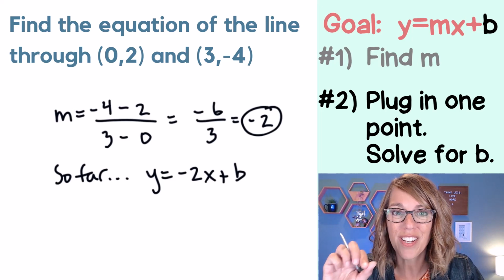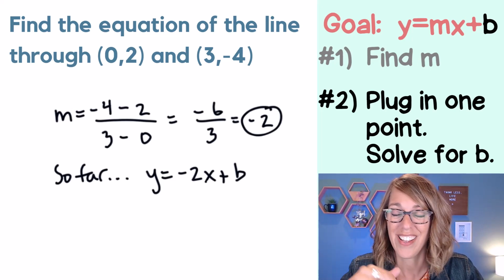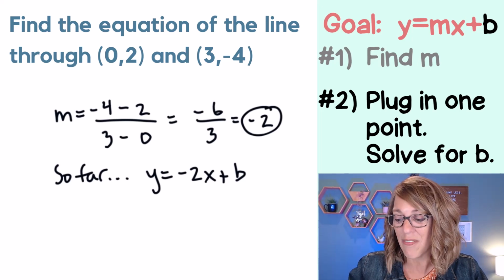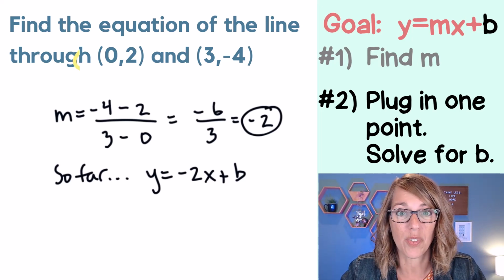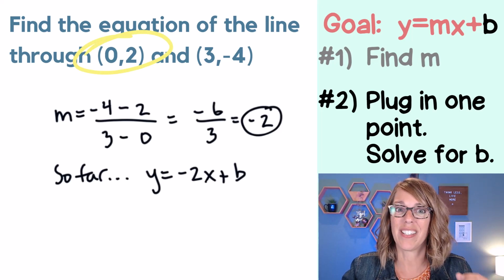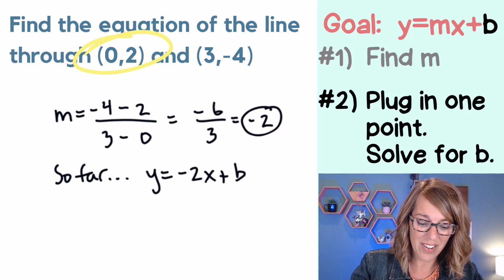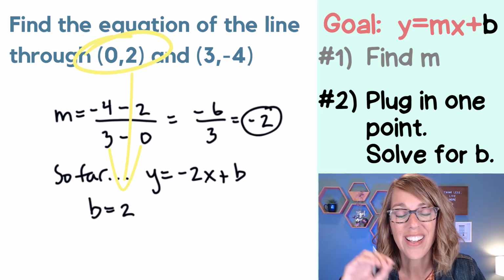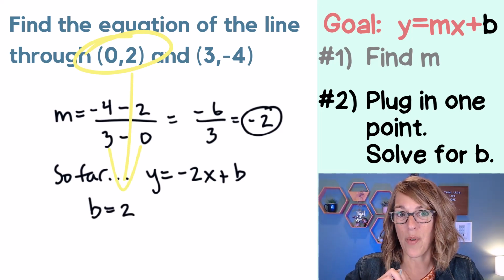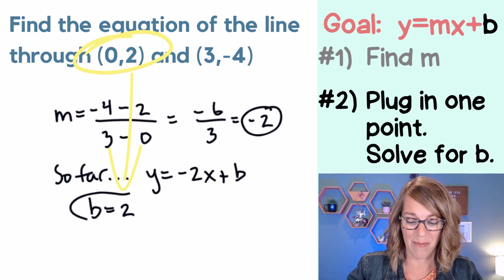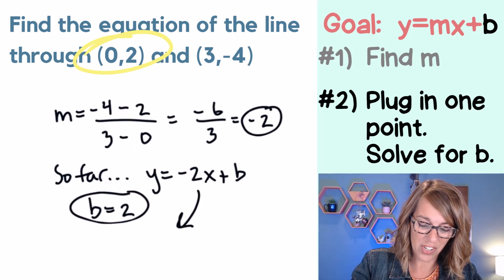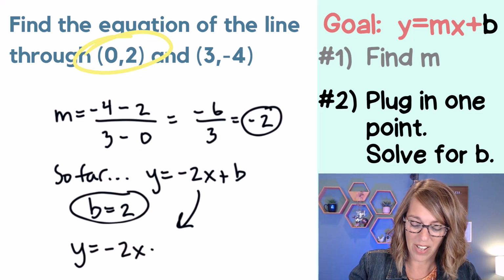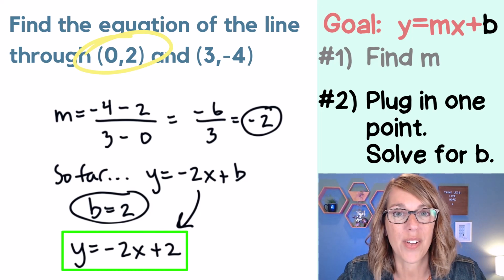Did you notice what the shortcut is here? Now I could definitely pick one of these points and plug it in, but we are actually given the y-intercept, which is what b is. My y-intercept is (0, 2), which means that I know that b is equal to 2. This is such a great shortcut. Look to see if you're given a y-intercept, and I am. So I can plug that into my equation, and I am done. y is equal to negative 2x plus 2, and we've got our equation.